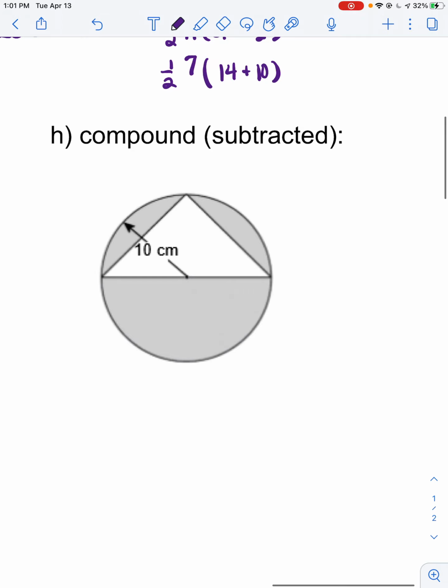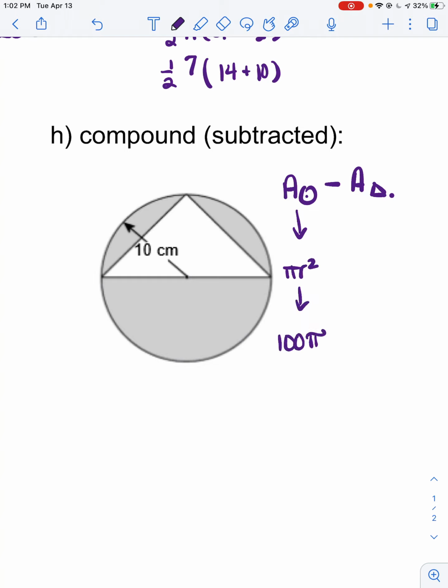How about a subtracted area? Here, I'm going to take the area of this circle and I'm going to subtract out the area of that triangle. Well, the area of a circle is just pi r squared, and in this case, my radius is 10. So I have 100 pi. But what's the area of that triangle? Well, it might help me to draw in the radius a little bit differently. If I drew this radius here, that's 10. That gives me my height.